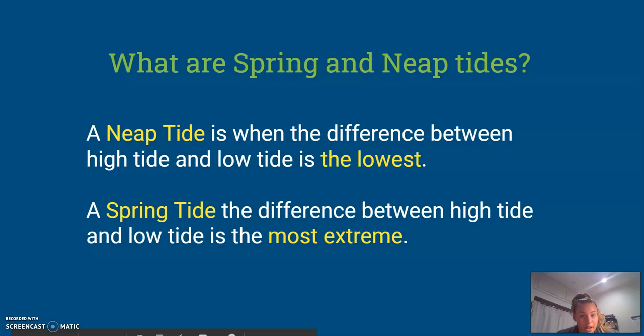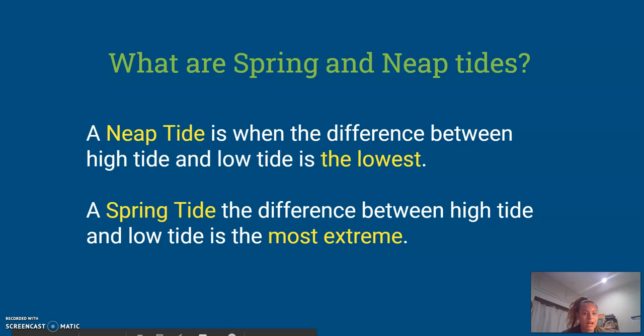So there are types of tides. So what are spring and neap tides? A neap tide is when the difference between the high tide and the low tide is the lowest. So if you went to the beach during high tide and you noticed where the water level was, and then 6 hours later you came back, it wouldn't be that drastically different. You wouldn't automatically notice, oh my gosh, the water is so much lower.